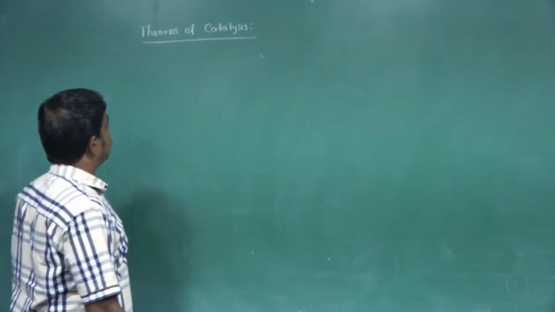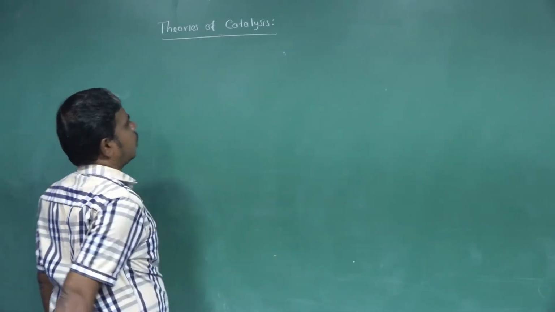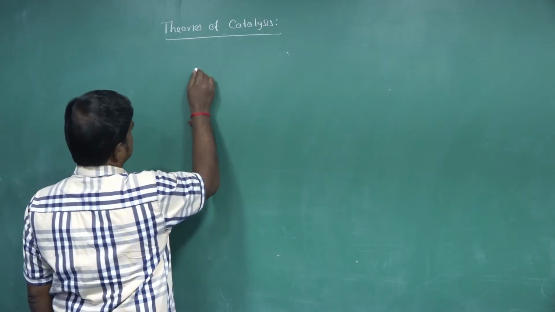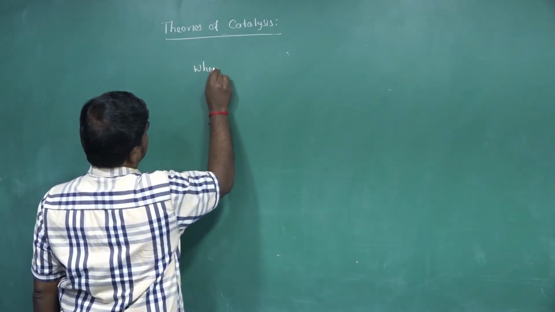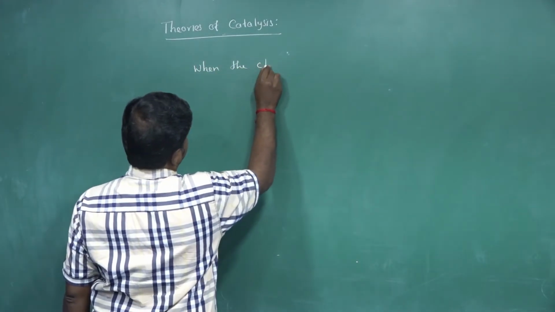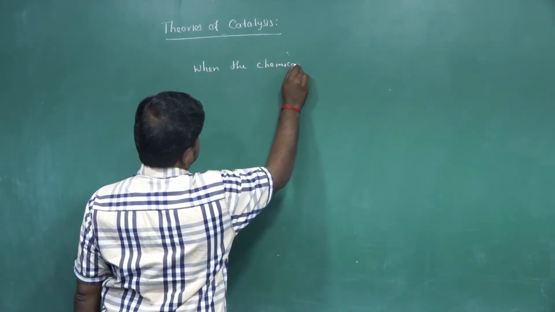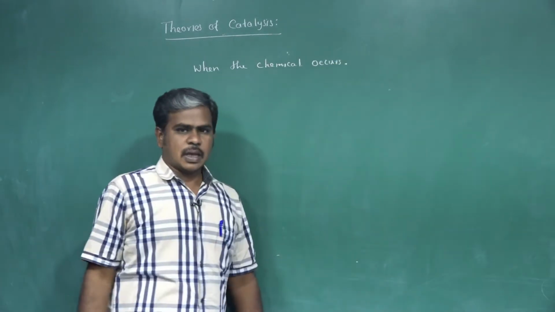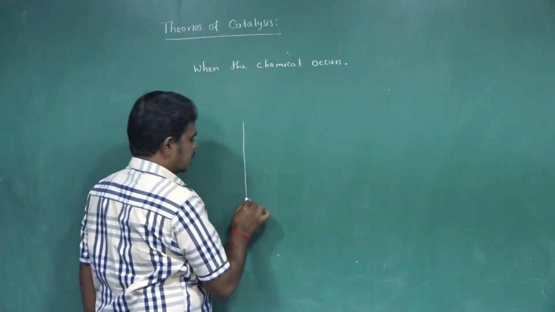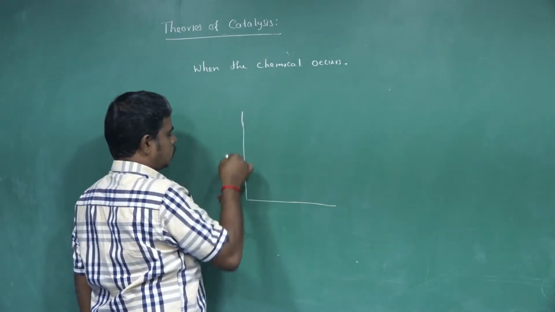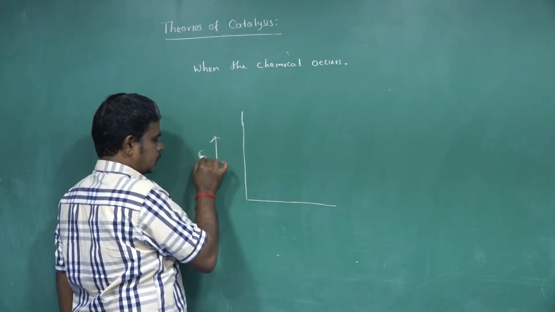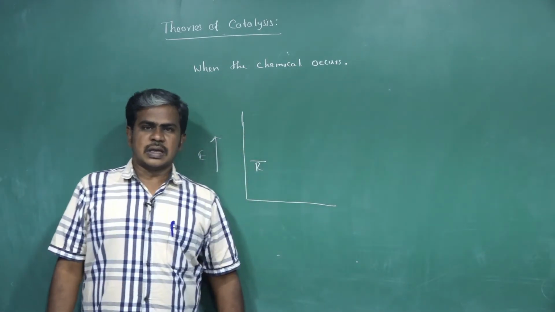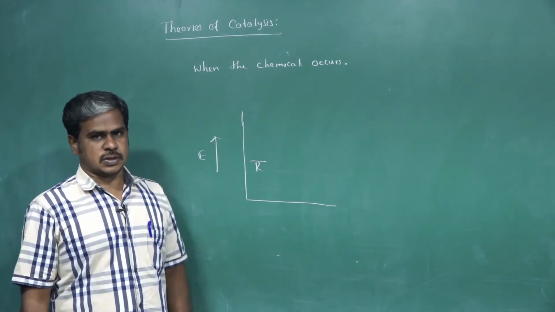Let us discuss the theories of catalysis. When a chemical reaction occurs, we take the reactants. Here is the energy axis, and here are the energies of the reactants. Each reactant has some energy.